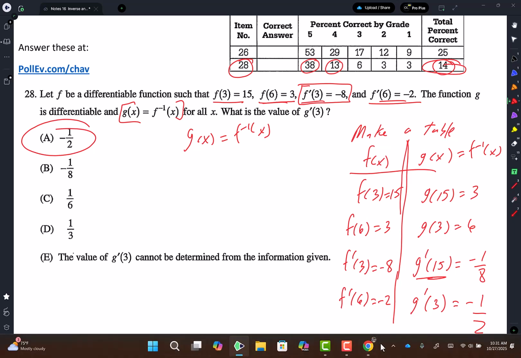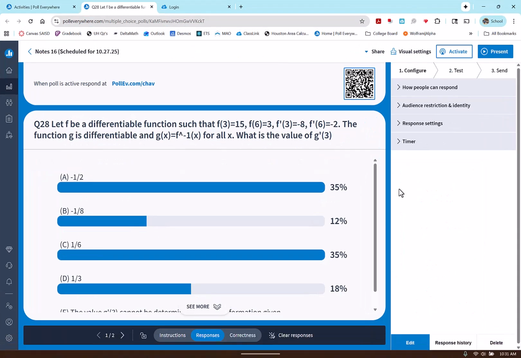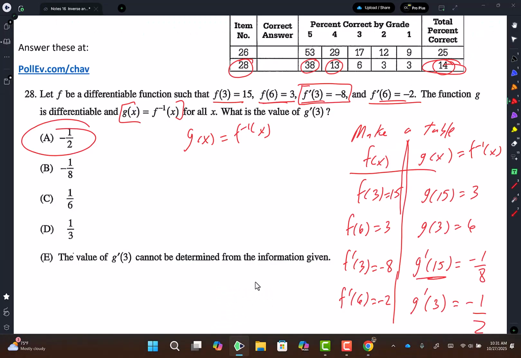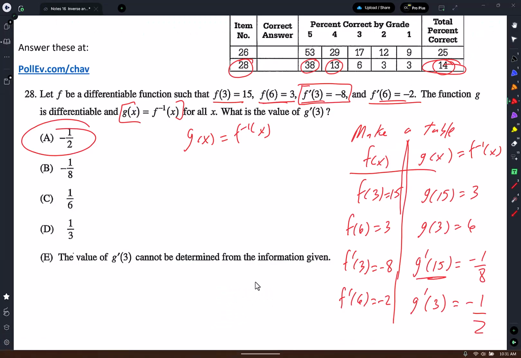I got it right. Yeah, you lost me. Okay, where did I lose you? You lost me at the last two steps. No, I need chocolate. Okay.